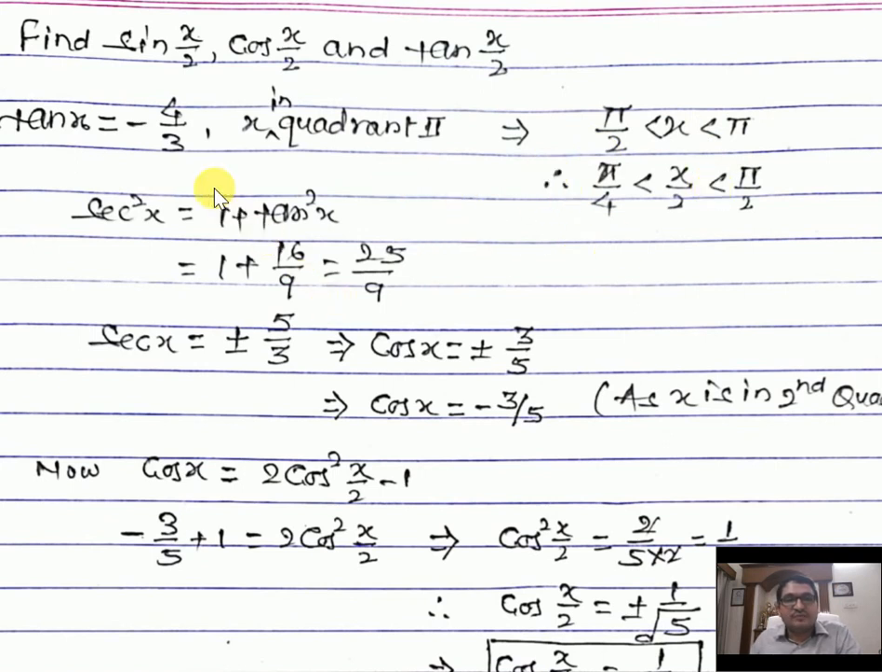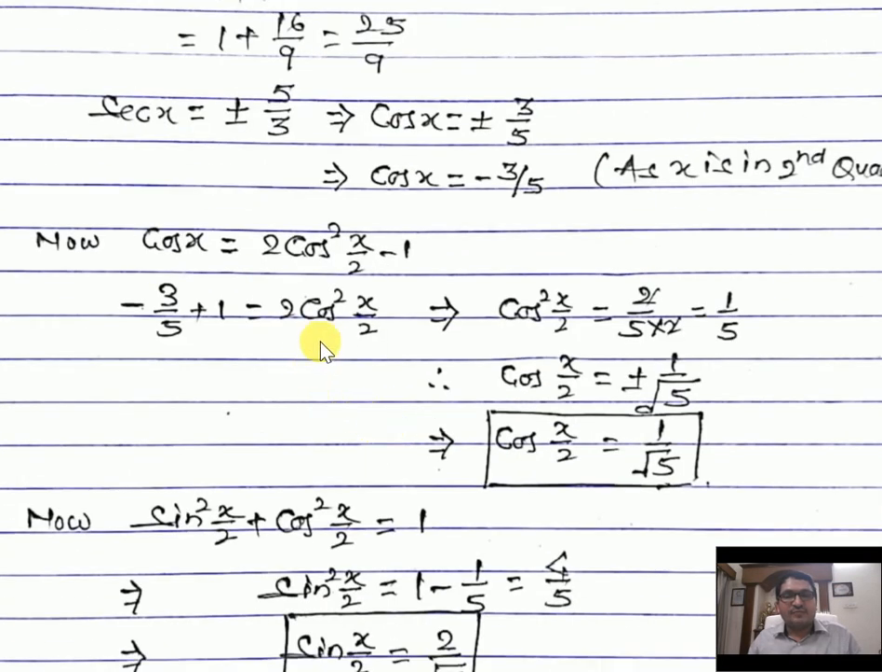So first you find the value of cos x. To find it, we can apply the formula sec square x equals 1 plus tan square x. Put the value of tan x, so 25/9. sec x is equal to plus minus 5/3, so cos x is equal to plus minus 3/5, taking reciprocal on both sides. Now cos x is equal to minus 3/5. Why? Because x lies in the second quadrant, where only sin and cosec are plus and the rest will be minus. That's why it will be minus.